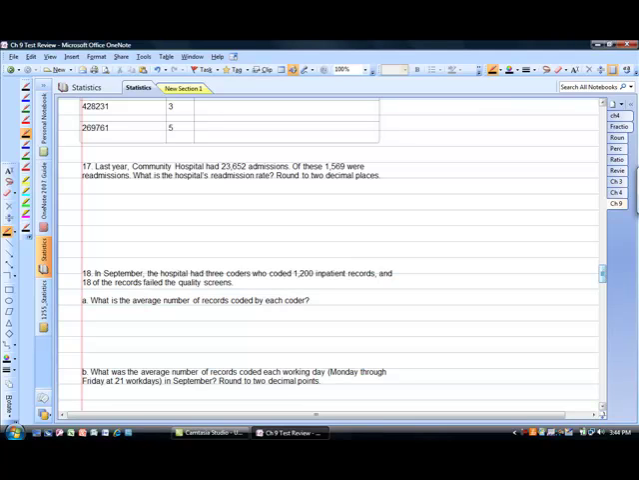Last year, Community Hospital had 23,652 admissions. Of these, 1,569 were readmissions. What is the hospital's readmission rate? Again, actual over potential. We actually had 1,569 readmissions. Potentially, we could have had 23,652 readmissions, and that equals 6.63%.